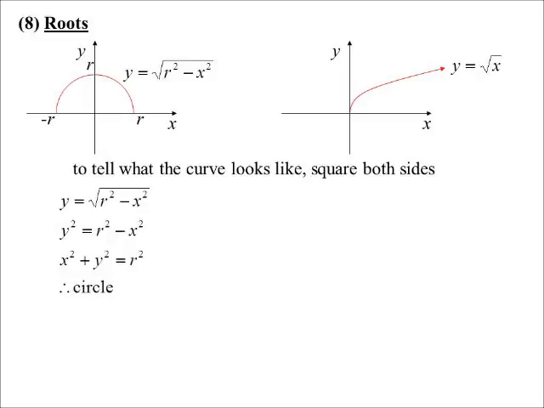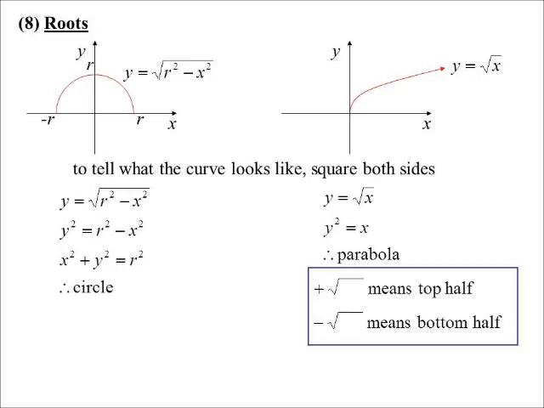So circle, again, square both sides, and I can rearrange it and go, look, yes, I've got a circle. And there's the parabola one I was saying. So essentially, positive square root, top half, negative square root, bottom half.